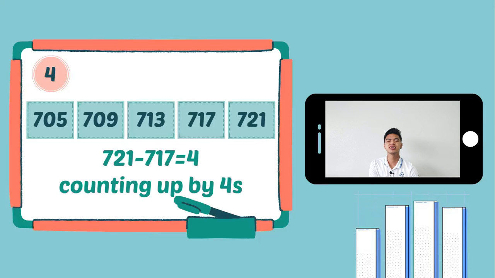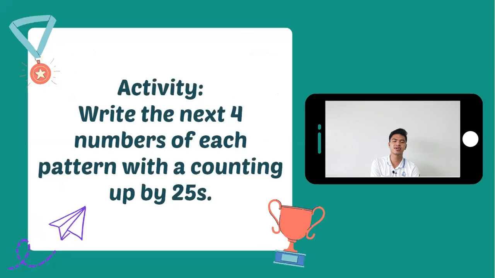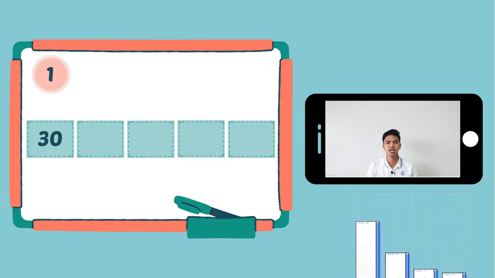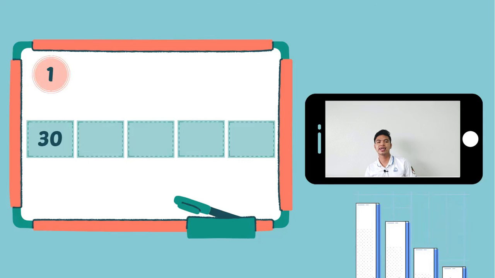Very good, kids. So here, there is another activity that we are going to do. But here, we're going to write the next 4 numbers of each pattern with a counting up by 25s. So therefore, in here, we're going to add 25 again and again until we finish the sequence of numbers. Okay? So let's go. We have the first example, 30. So what are we going to do? We are going to add 25 again and again.